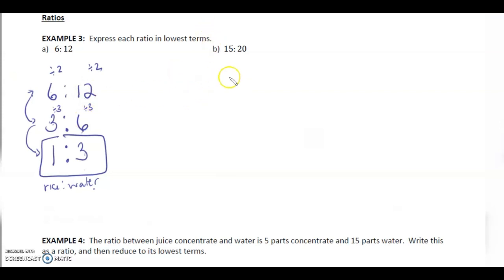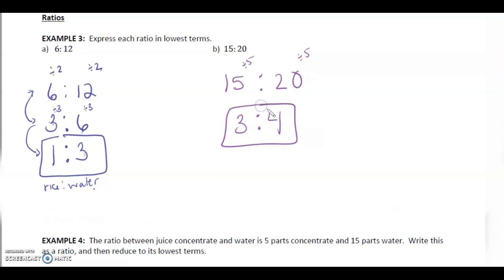Now let's try 15 to 20. So I'm just going to rewrite 15 to 20. And when I look at 15 and 20, I know that these both divide by 5. So I get 15 divided by 5 is 3. 20 divided by 5 is 4. So I get 3 to 4. I apologize. 6 divided by 3 is 2.